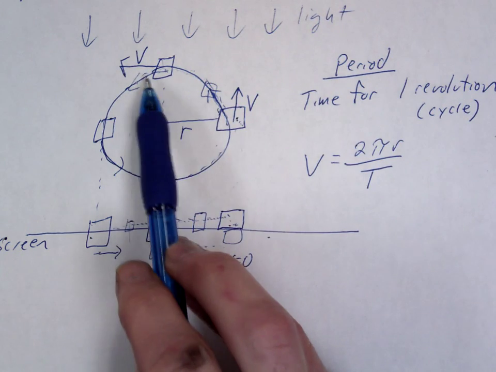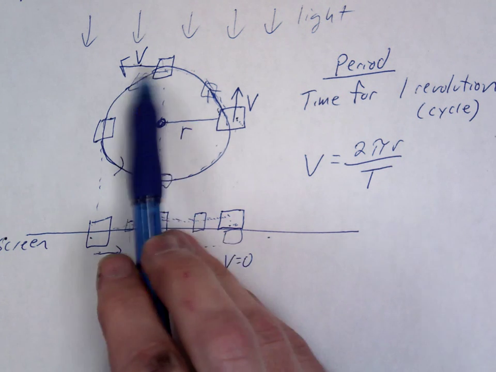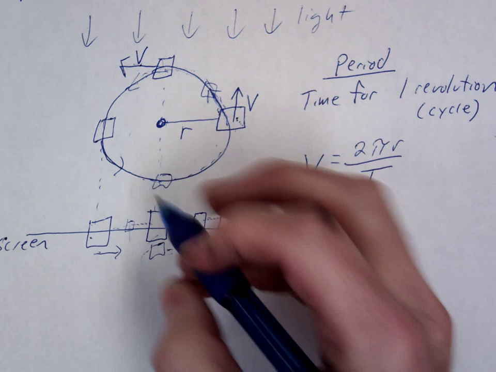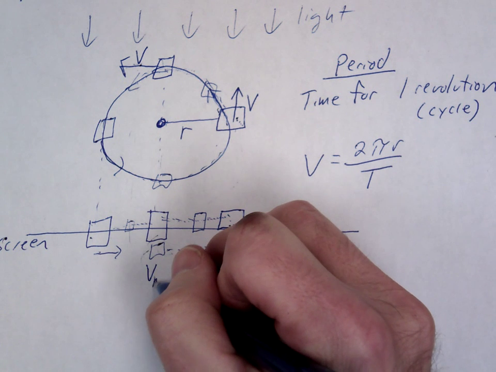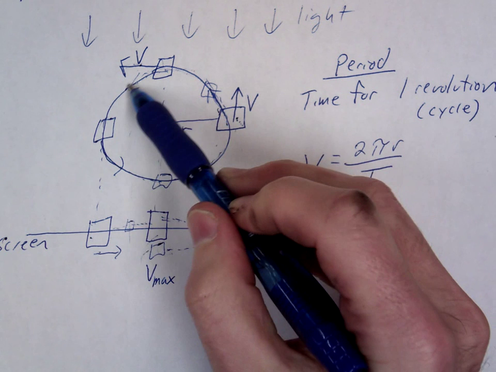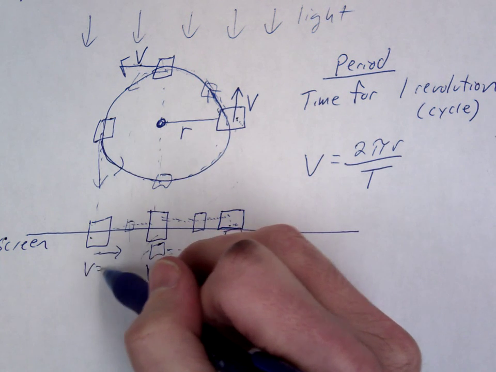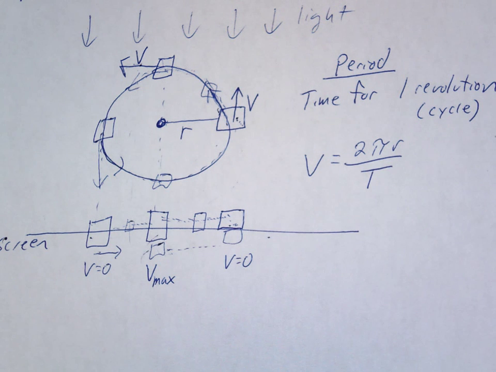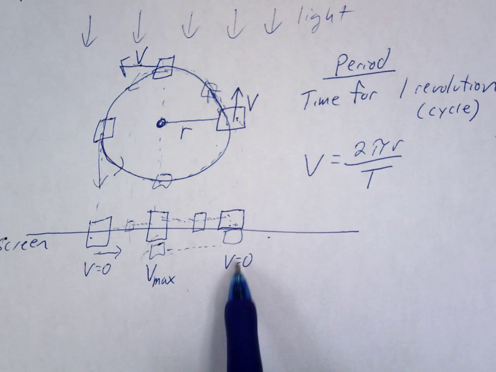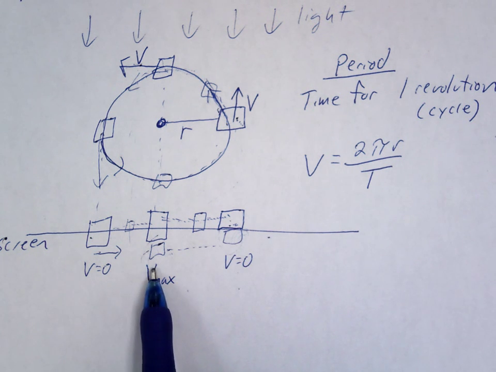Well, at this point right here, all of the velocity is horizontal. So on our graph, this would be our maximum, our v max right here. Then as we start to move this way, it's going to start decreasing until at this location it's equal to 0. So you can see this is exactly the same thing we just did with our spring, where we had the 0 at the peak and the max value right here.